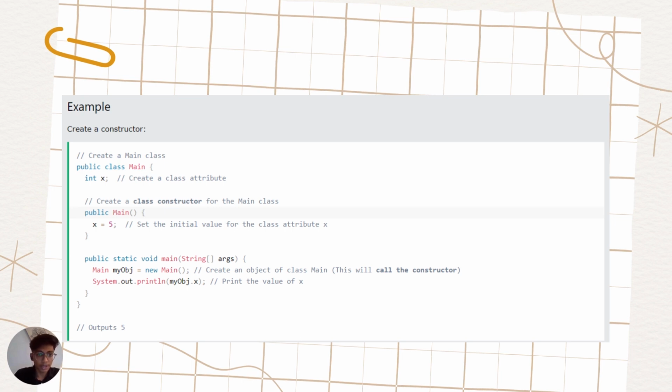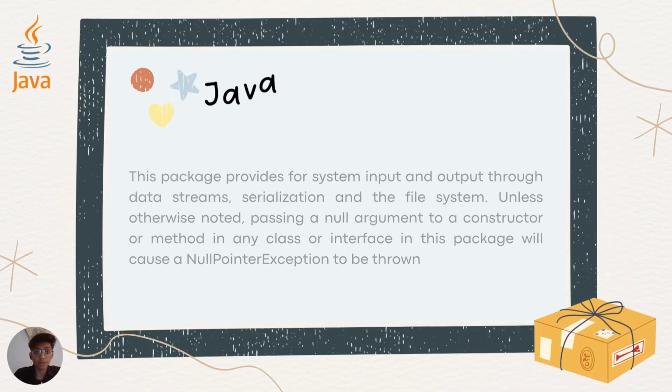Here is an example of a constructor that is being created. At the top, we create the main class, which is the public class. Below that, you can see the code that creates a class constructor for the main class, which is public Main. Inside that class, we have x equals 5, which is the initial value. Below that, we have another main, which is public static void main. Then below that, we have the code that prints the output.